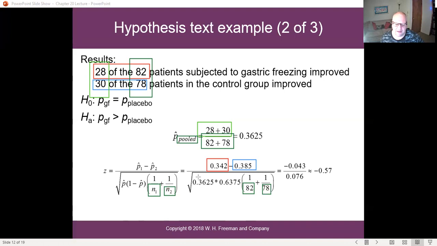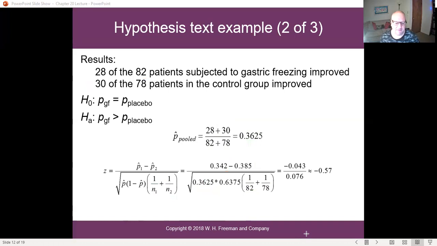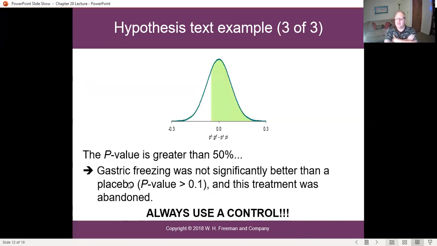What is this figure right here? This is p, which is the same as this. And you put all the numbers together and you do your math and you get negative 0.57. Now, what does that mean? Negative 0.57, if you put it on the bell curve, would look like this. And if you look, in this case, the p-value is pretty big. The probability of being greater than negative 0.57 is pretty large. Look, it's more than half of the whole graph. Look at the green shading.